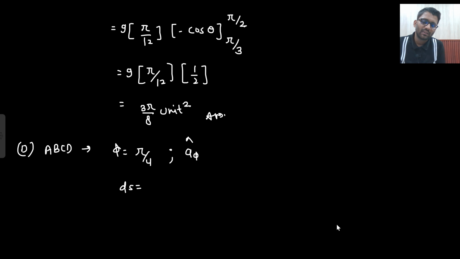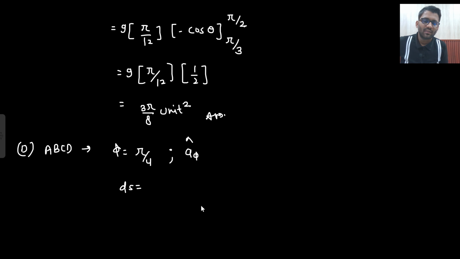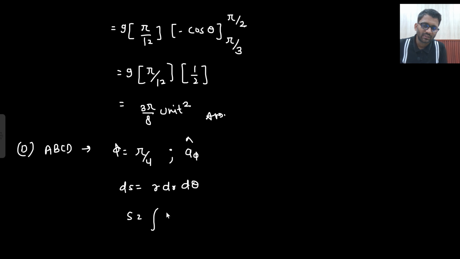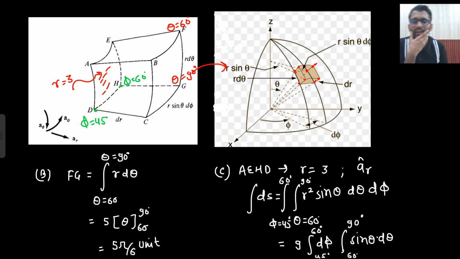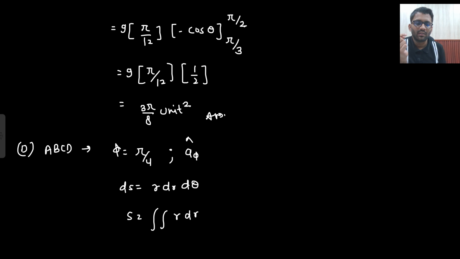So what will be my ds? Forget about the a phi term. This will come as r dr d theta. If I need to write S, I need to put integration on both sides and take the limits as well. So what is the limit of r? From where to where is r changing on ABCD? R is changing from 3 to 5, and theta is changing from 60 to 90 degree.